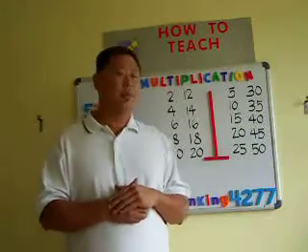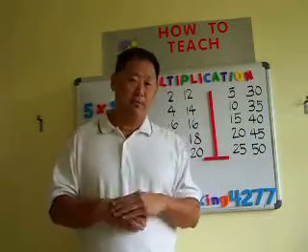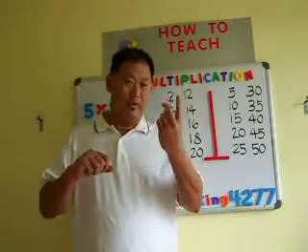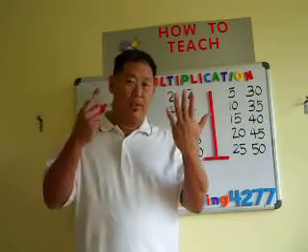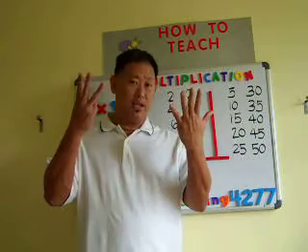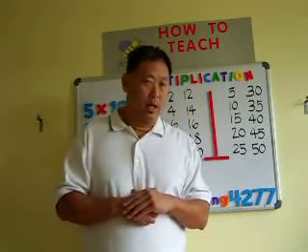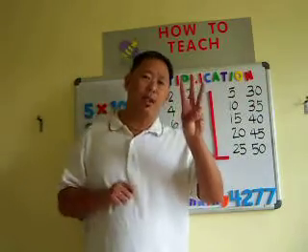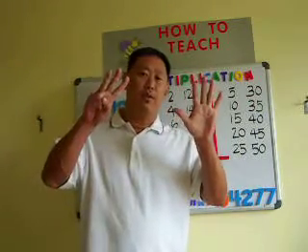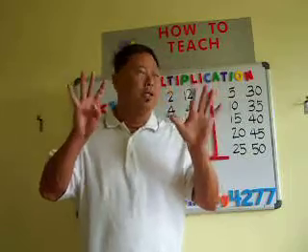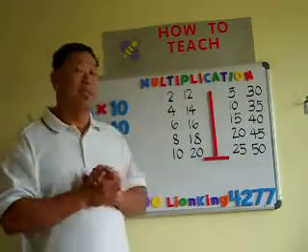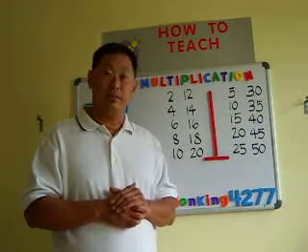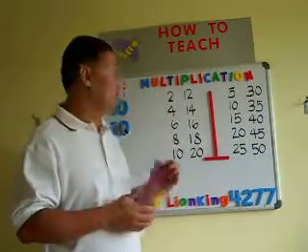Let's begin with 5 times 8. 5 times 8, 8 fingers. 5, 10, 15, 20, 25, 30, 35, 40. 5 times 8 is 40. What is 5 times 9? 5, 10, 15, 20, 25, 30, 35, 40, 45. So, if you show them how it's done, all they have to do is count their fingers.